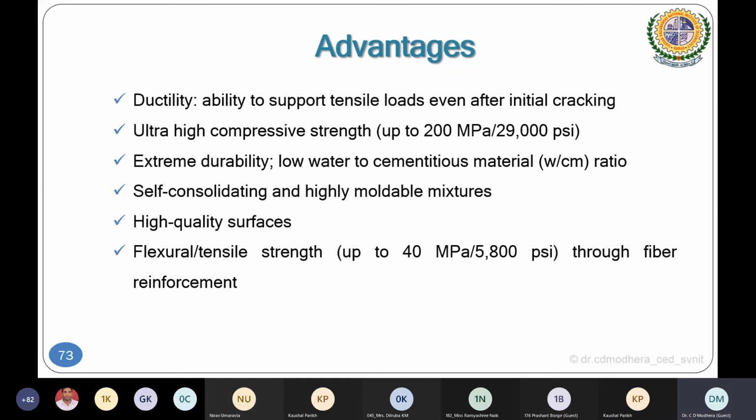Extreme durability, low water to cementitious material ratio, that is one advantage. Self consolidating and highly workable. I cannot say it is SCC, but it is nearby SCC, because here also you can see our aggregate size is 0.8 mm. So it is a special kind of mortar itself, I must say, but it is concrete. High quality surfaces, flexural tensile strength up to 40 MPa, remember, through fiber reinforced concrete.